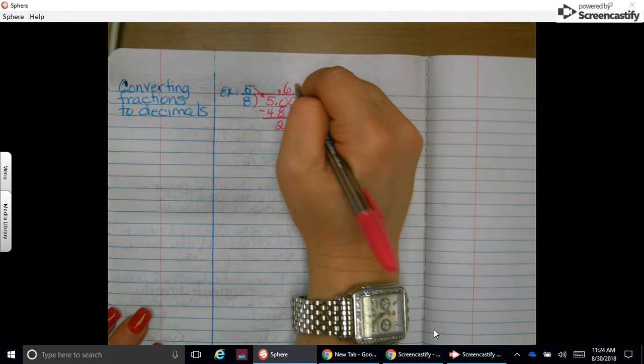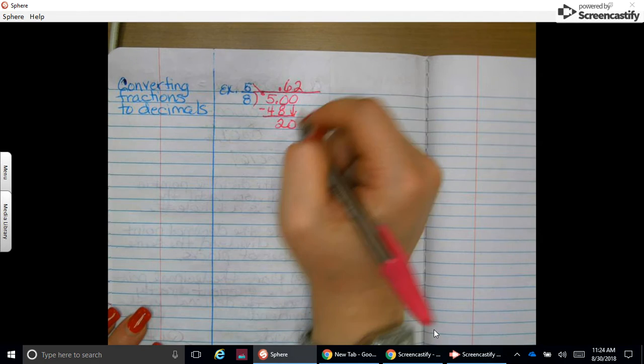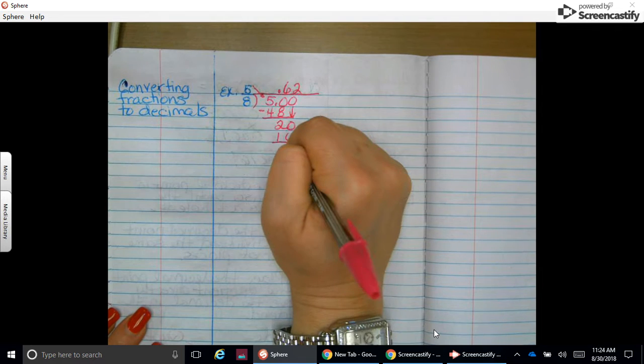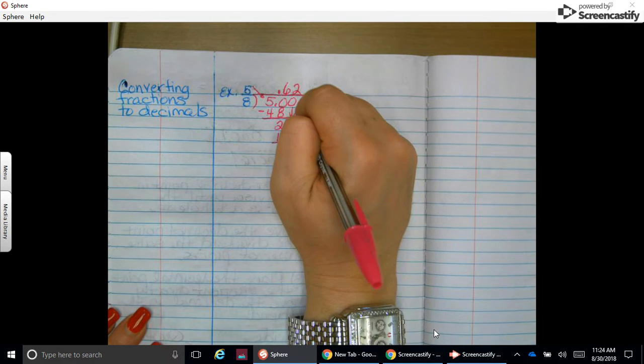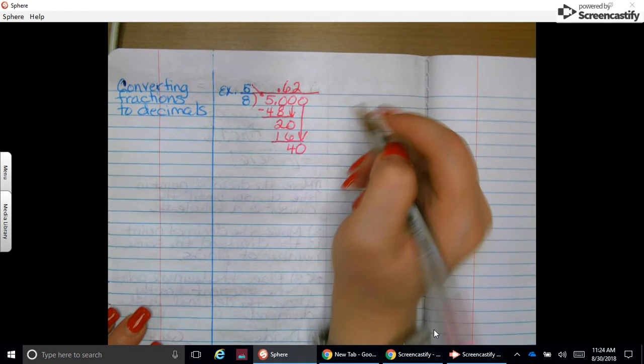How many times does 8 go into 20? 8, 16, 24. It only goes twice. I'm going to extend my line. So 8 times 2 is 16. Gives me 4 left over. I'm going to put another 0 in, and I'm going to carry that 0 down here. So now I've got 40.